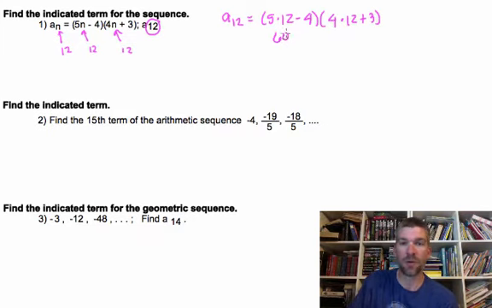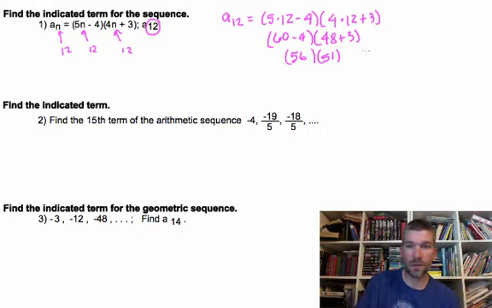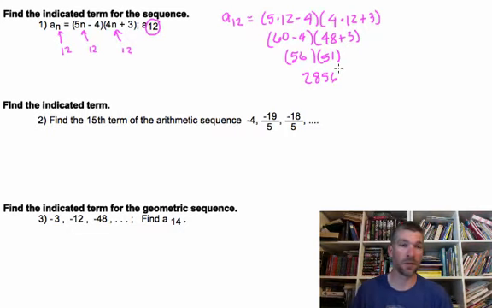I'm going to have 60 minus 4 times 48 plus 3, which is 56 times 51. 56 times 51 is 2,856. So there you go. That's all there is to it. Anytime you're asked to find the indicated term, just simply substitute whatever that term is in for all the n's, and you're off and running.